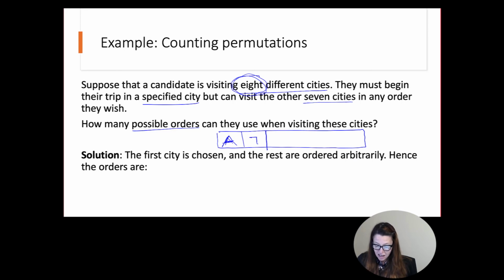Yeah, 7. And then I have 6. And then I have 5. And then I have 4. Well, okay.